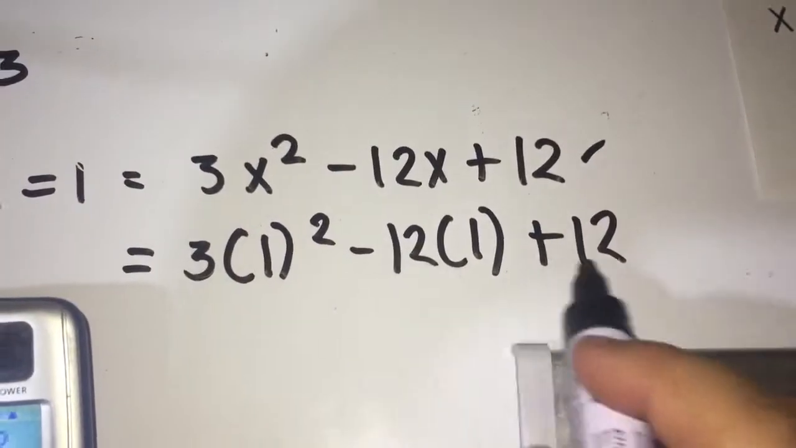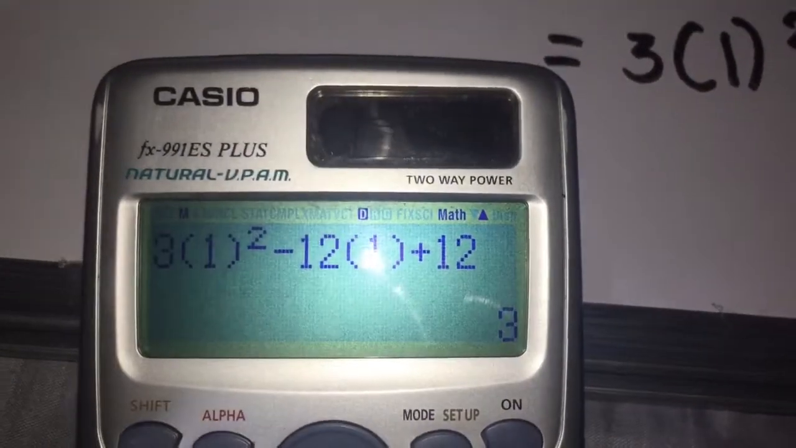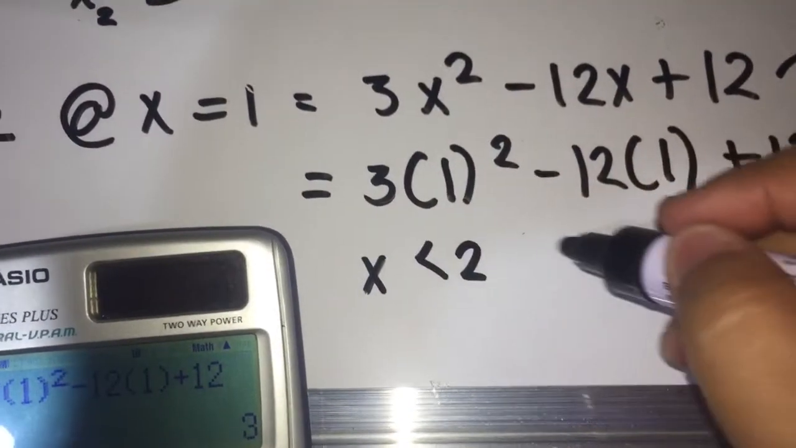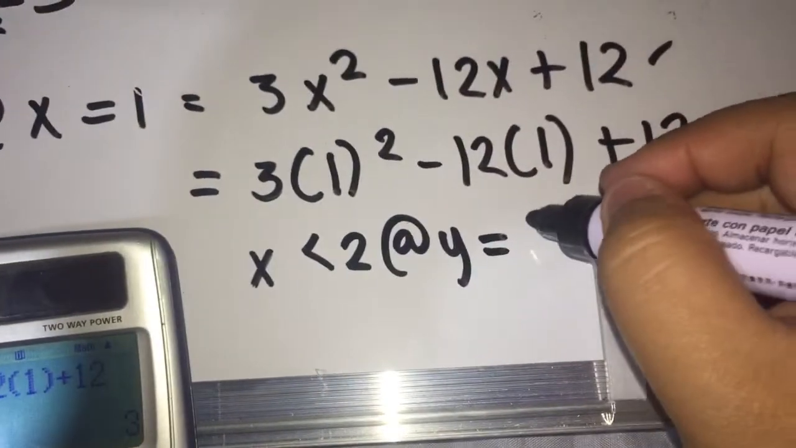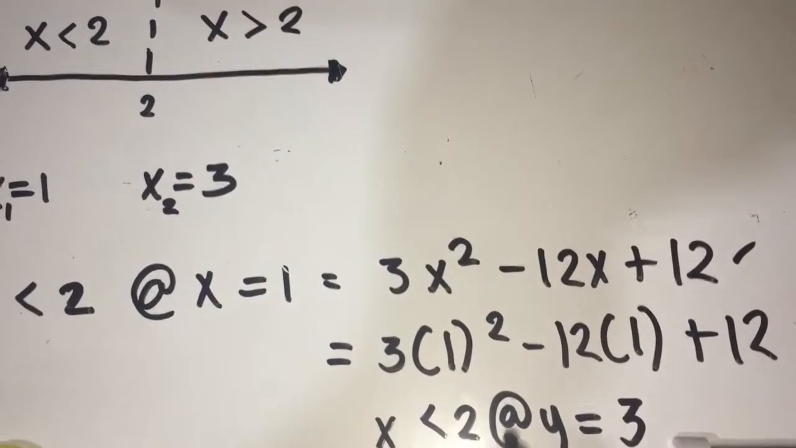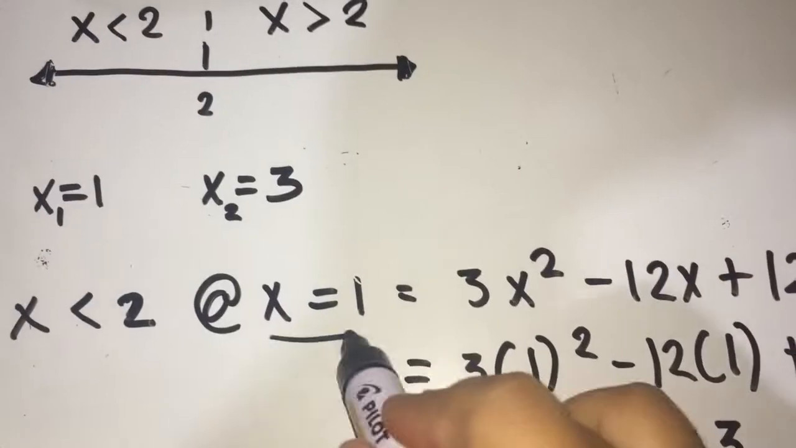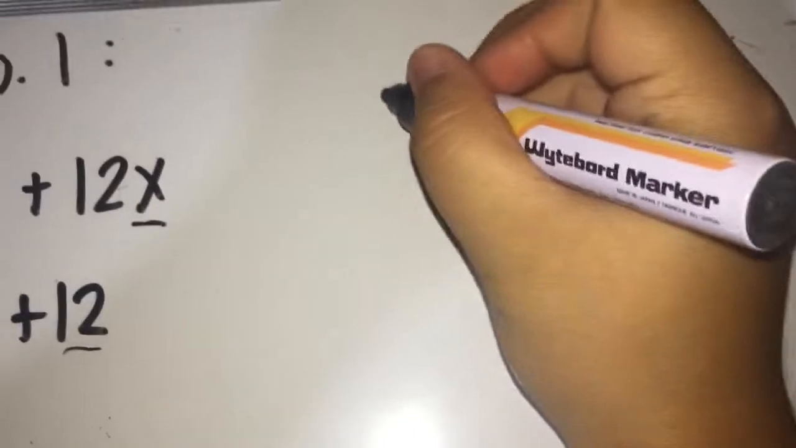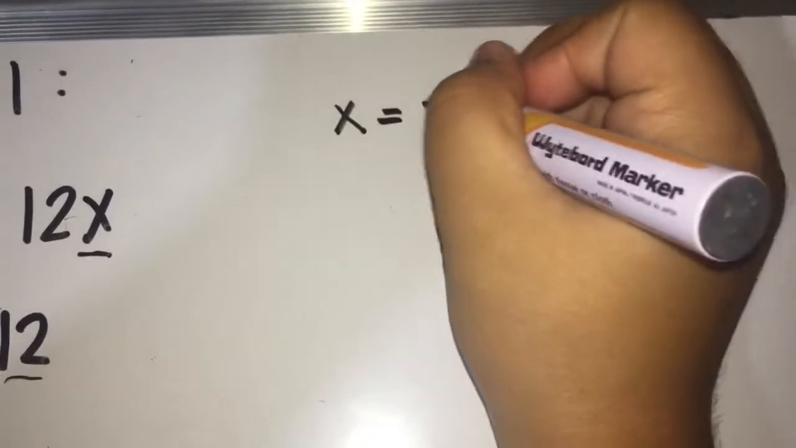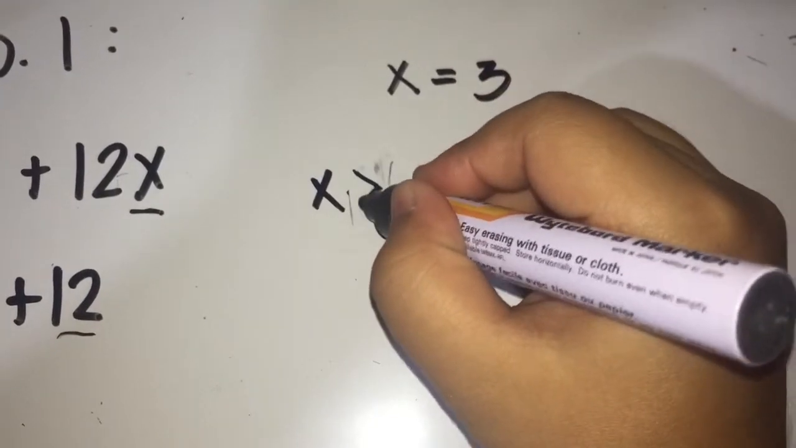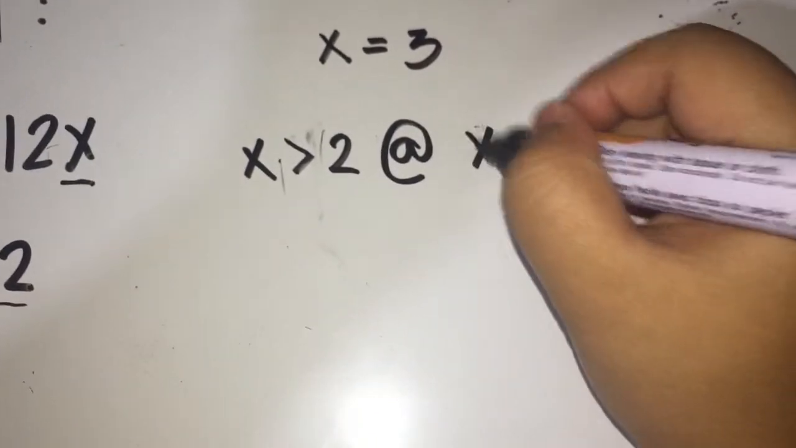We calculate it. The result is 3. So for x less than 2, using x equals 1, the result is y equals 3. So what about the value greater than 2? We think of 3, right? So x equals 3. Same as what we did last time, x equals 3.